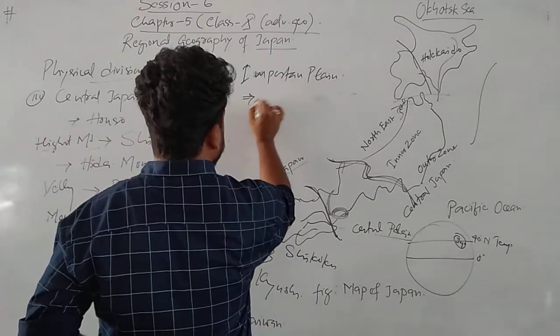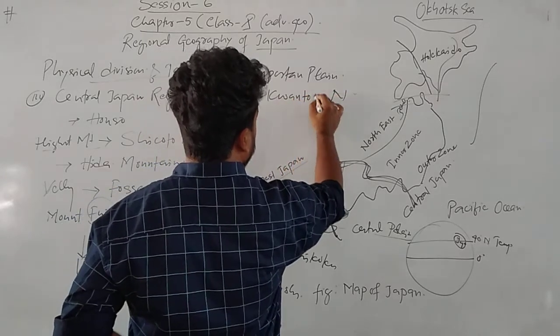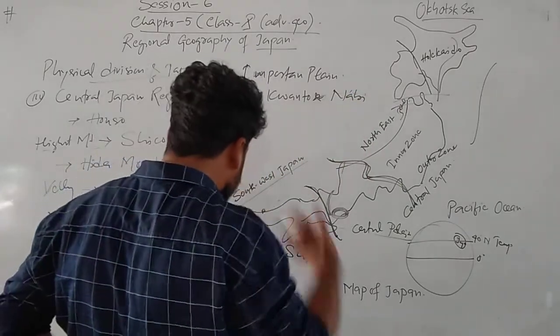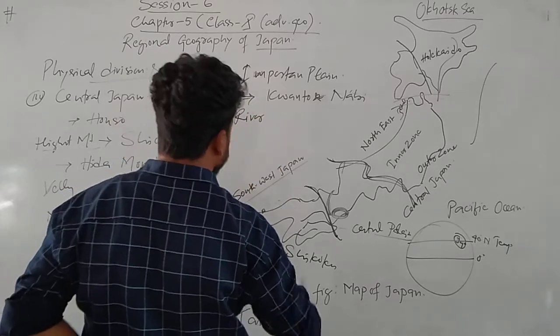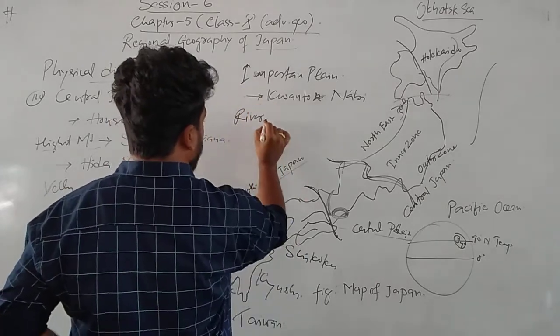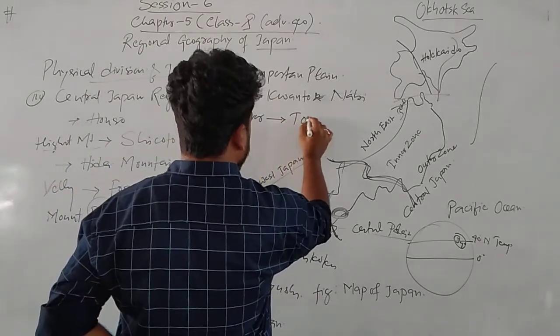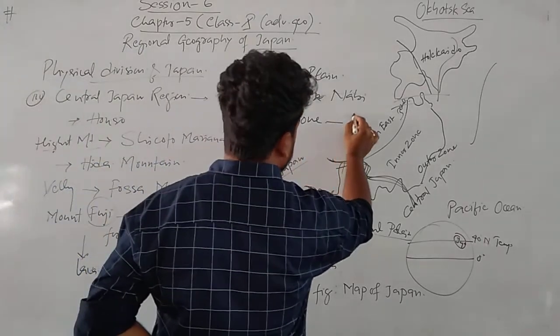Important plain because it is very famous. Kwanto and Nabi is the important plain here. Again, another important river is there. Important river, that is Tone. One important river is there. River Tone, actually, that is the sorrow of Japan.